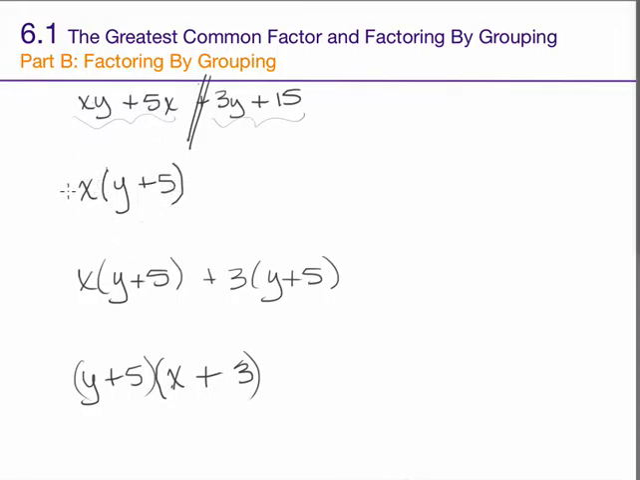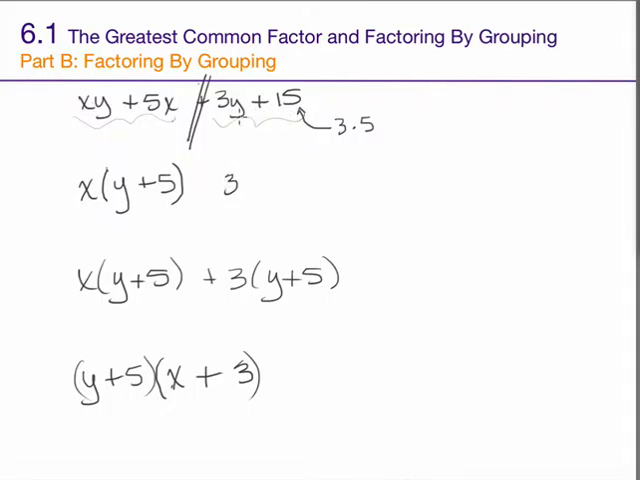I factored out the GCF of the first two terms. Now I'm going to do the same for the back two terms. What do these two terms have in common? It's maybe not quite as clear because this isn't written as 3 times 5. But if you think of it as 3 times 5, then you can see that 3 is clearly what those two terms have in common.